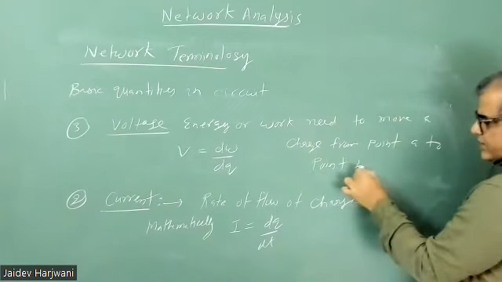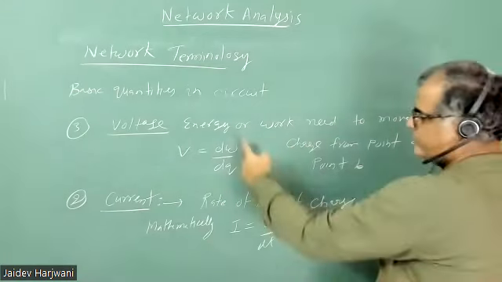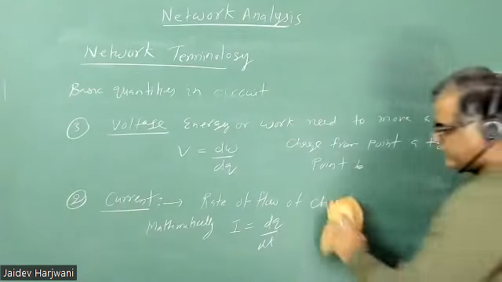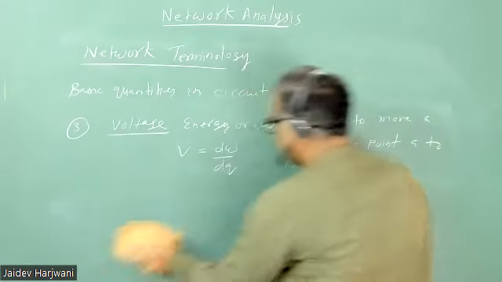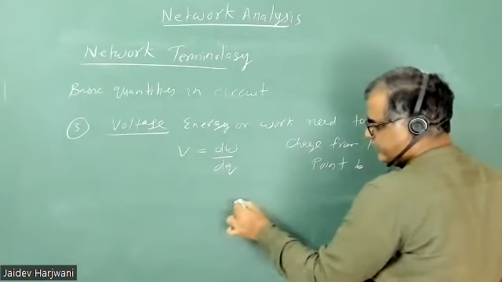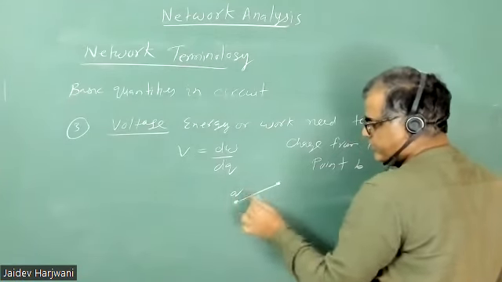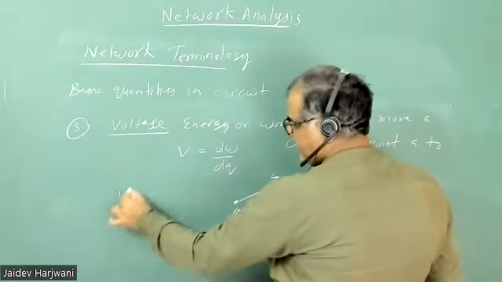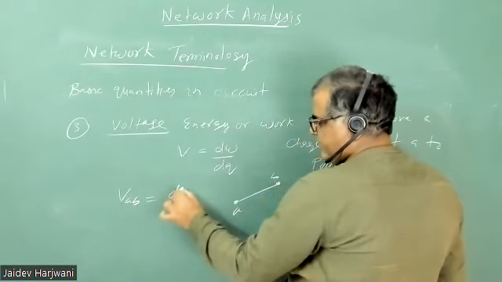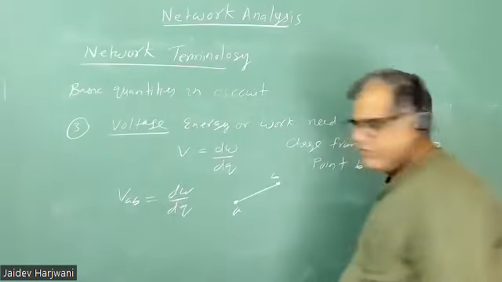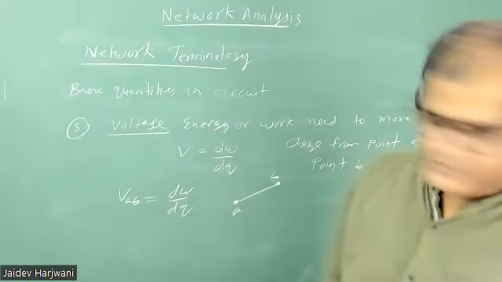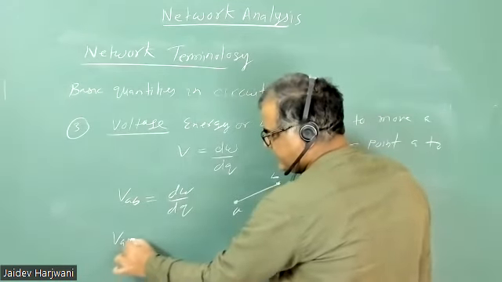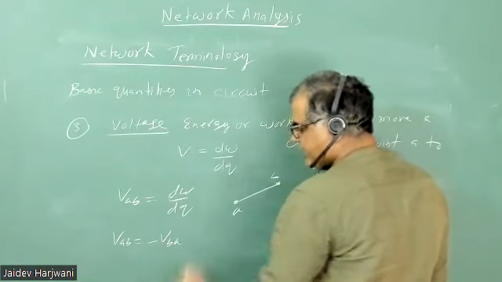The energy required, or work needed, to move a charge from point A to B is called voltage or voltage difference. So if I want to move a charge Q from point A to point B, then the voltage difference will be dW by dQ.